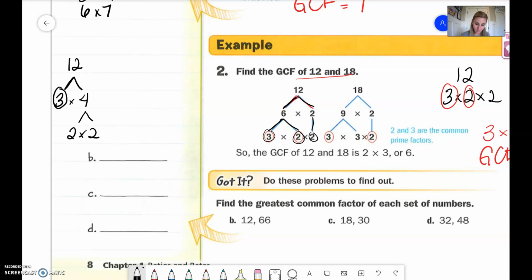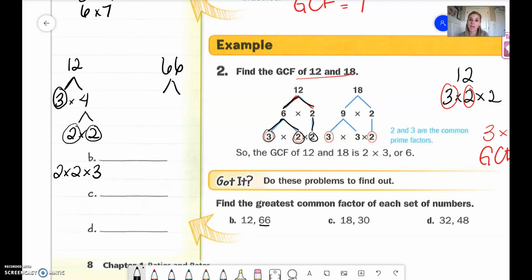Now, can I break down this 2 any farther? Nope, I'm going to circle it. Can I break down this 2 any farther? Nope, so I'm going to circle it. So here my prime factorization for 12 is 2 times 2 times 3. Okay, now let's do it for 66.